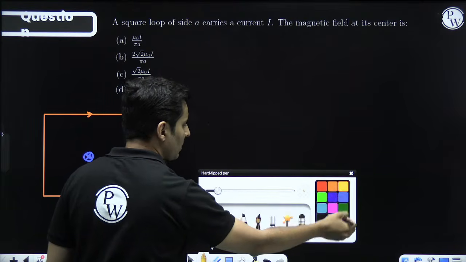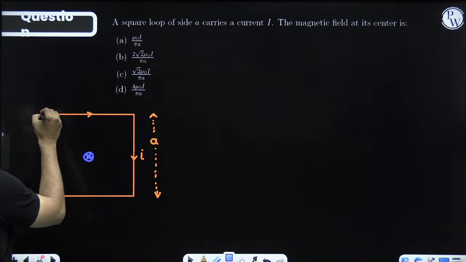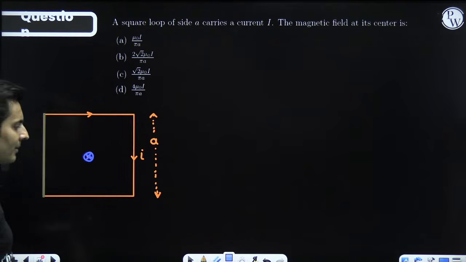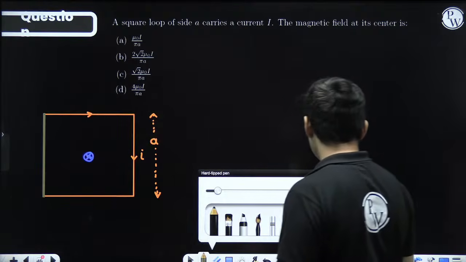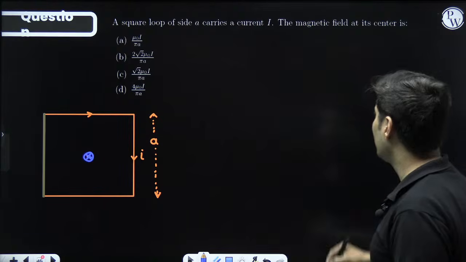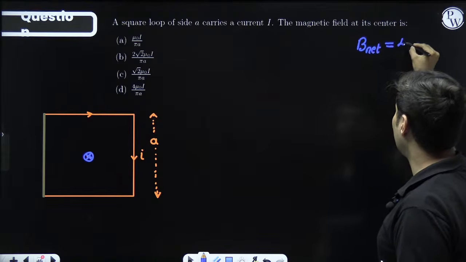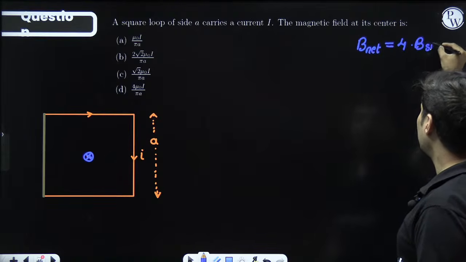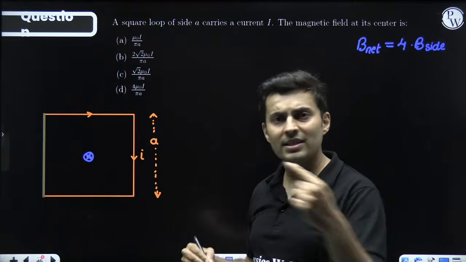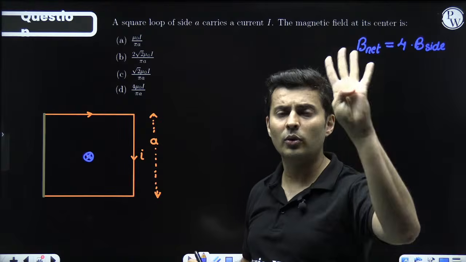I'll give you a hint. Don't take all the sides for now. Just consider one such side over here. Whatever will be the magnetic field due to one such side multiplied by 4, you will get the net magnetic field. So what am I saying? The net magnetic field will be 4 times the magnetic field due to any one such side because of symmetry and addition. All the fields will keep adding. If this is 2 Tesla, this will be also 2, 2, 2. So 4 times it will come, so 4 Tesla.